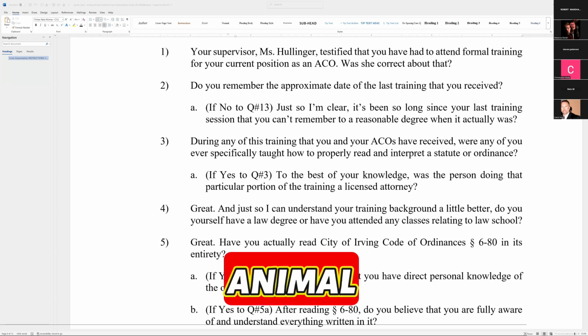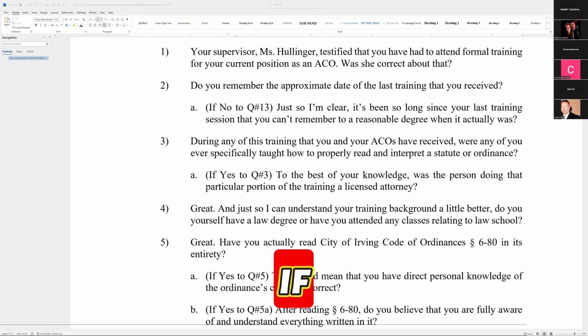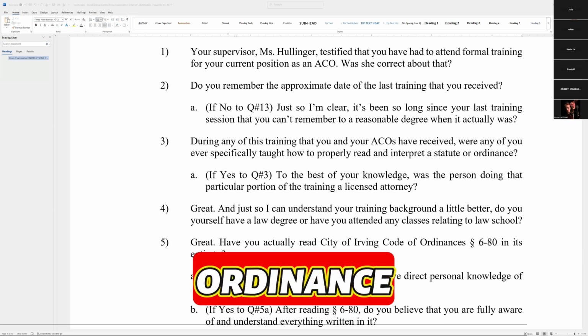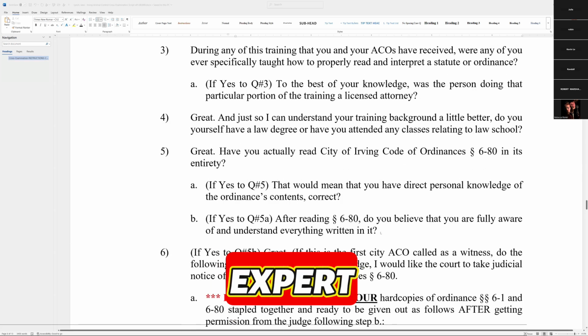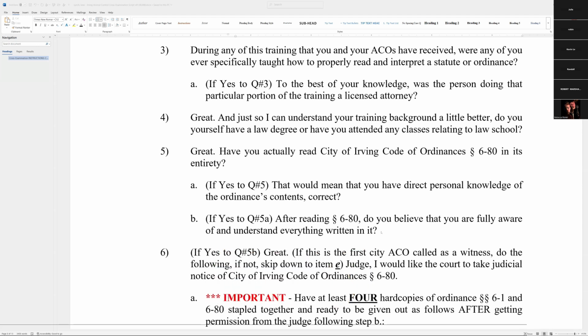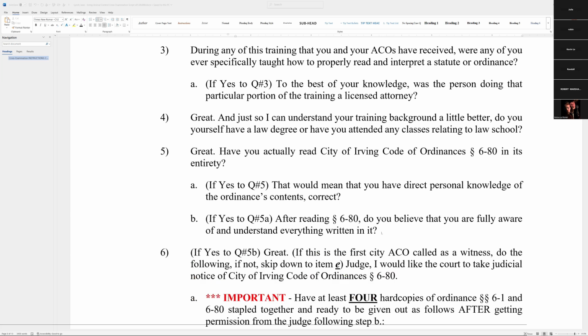So the head animal control officer, they're not an expert witness, because if they're training people and giving information, they're not an expert witness on the statute or the ordinance. They may be an expert witness on the process and procedures at the animal control office and how to do their job, but they are not an expert witness on the ordinance.